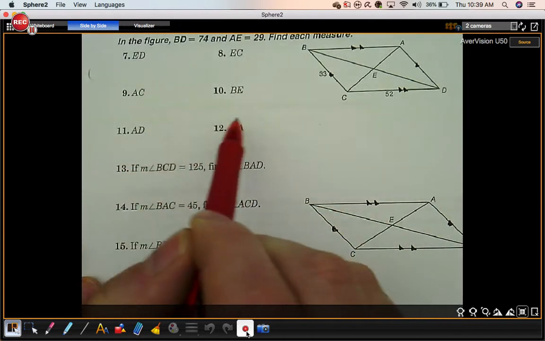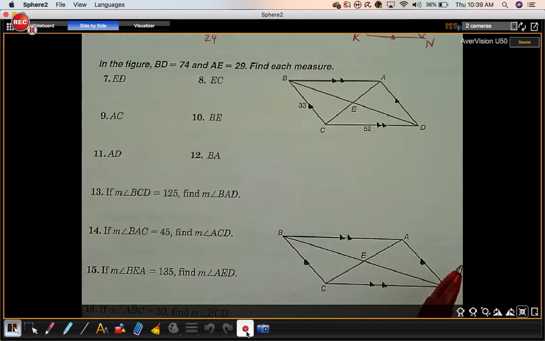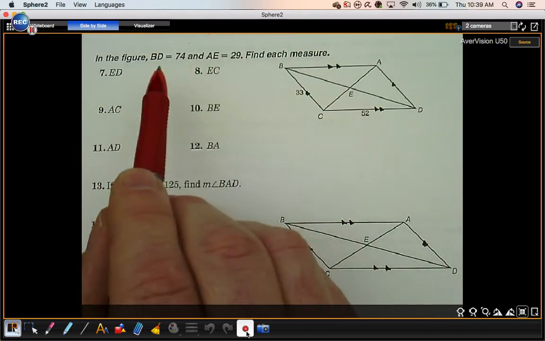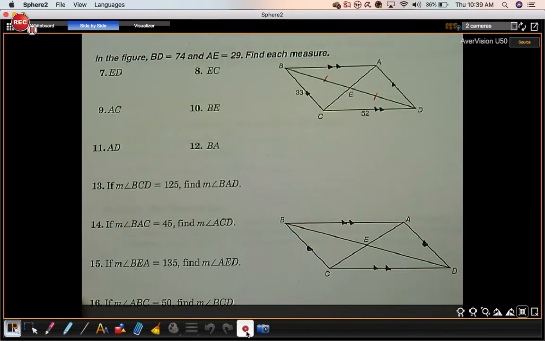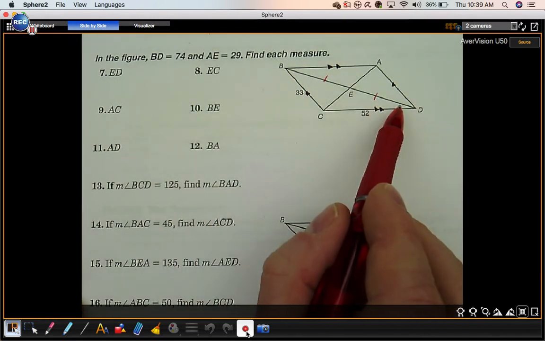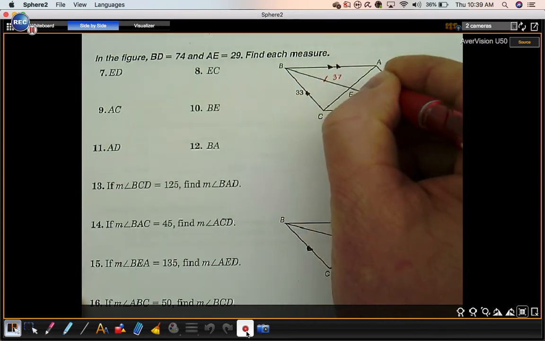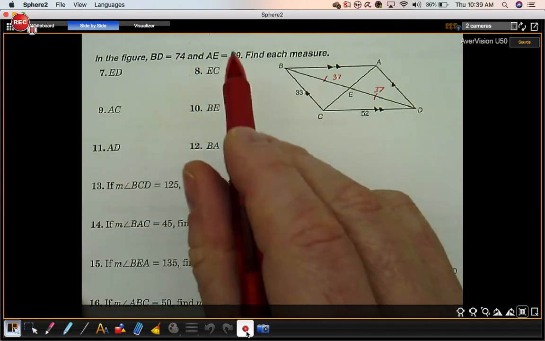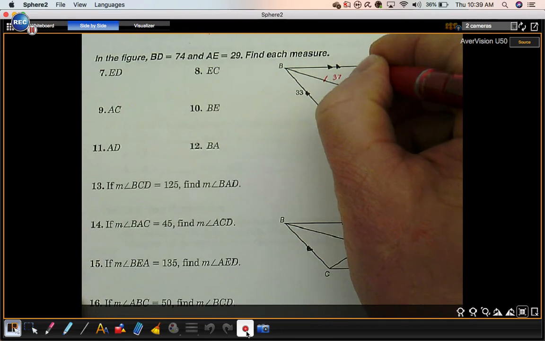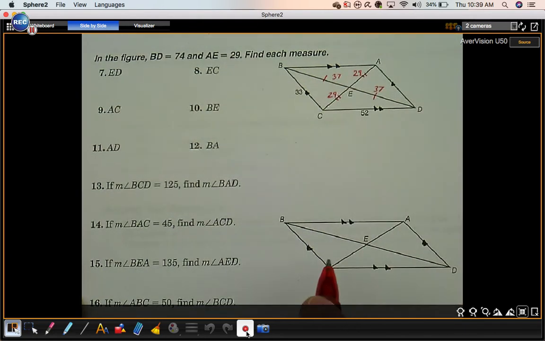This next section, 7 through 12, basically the same thing as this. Now we do have some diagonals in here, and they are telling you up here the length of this diagonal is 74. Remember, diagonals bisect each other. If that whole thing is 74, then each of these is going to be 37. That's 74 divided by 2. They're also telling you that A to E is 29. And I know that piece is the same as this piece. So if anything, that would be the tricky ones there.